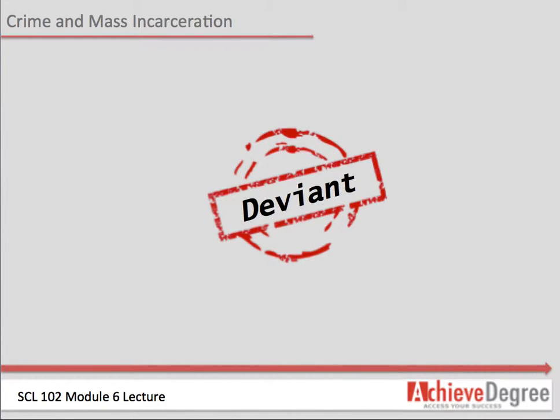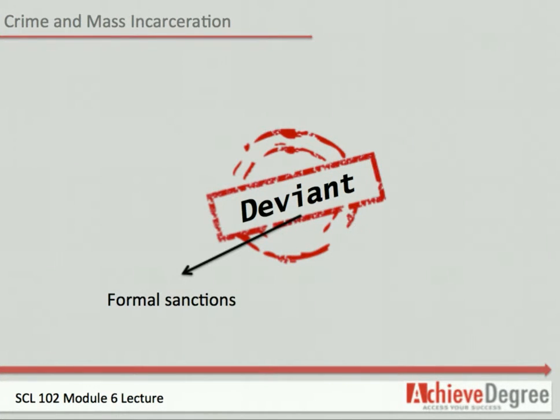Labeling behavior deviant depends on the values and norms of a society. There are varying degrees of intensity of the cultural reaction to deviant behaviors depending on the culture. Some norms are enforced with informal sanctions, while some norms are enforced with formal sanctions. Formal sanctions are sanctions that come from social institutions. Examples of formal sanctions include detention or suspension at school, and fines or arrest by the criminal justice system.